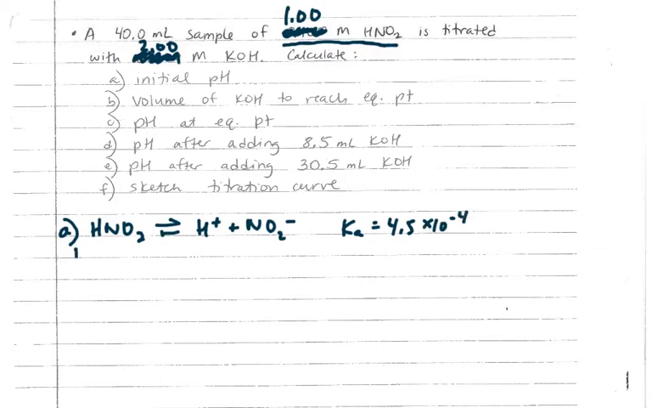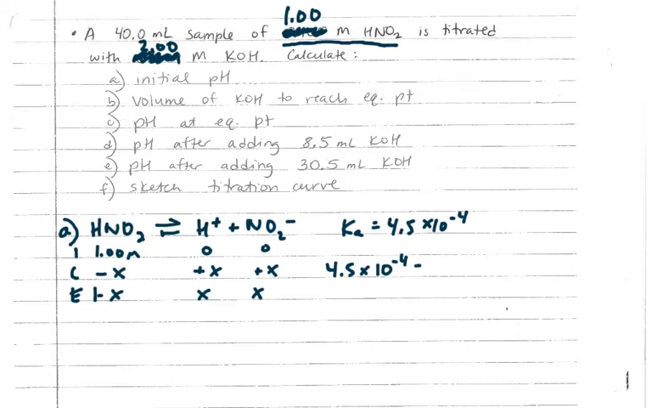And in our ICE box, our initial concentration of this is 1.00 molar. It's going to go down by x. These will each go up by x. And so this will be 1 minus x, x, and x at equilibrium. So if we plug this into our equilibrium constant expression, 4.5 times 10 to the negative 4 equals the products, x times x, divided by the reactants, 1 minus x. We'll use the x approximation technique and assume that this x is so small that 1 minus x still equals 1.